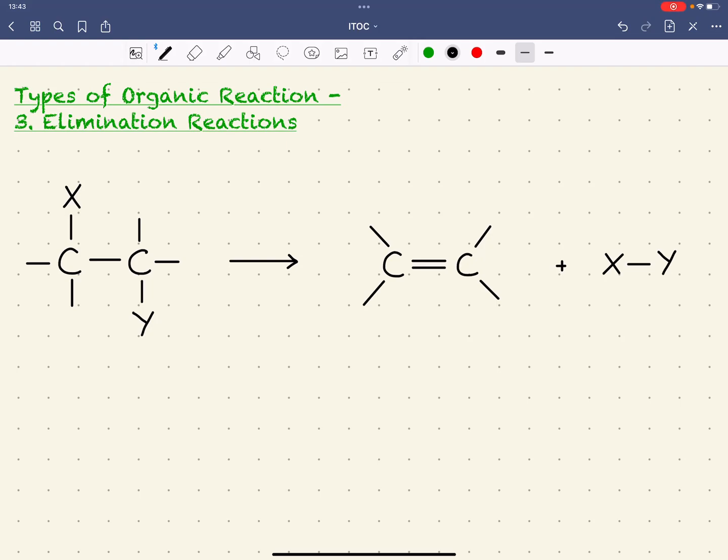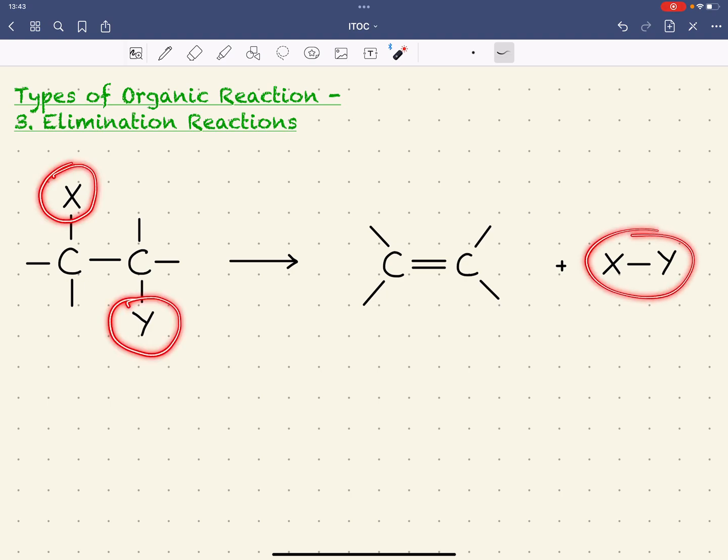Hi guys, in this video we're going to look at a third type of organic reaction, and that is elimination reactions. Here we've got a situation where single bonds are converted into double bonds, and we kick out a small molecule. The types of compounds that can undergo elimination reactions include alkyl halides, where you kick out, for example, an H and a Cl, or an H and a Br, or alcohols, where you kick out an H and an OH, and this then forms water.